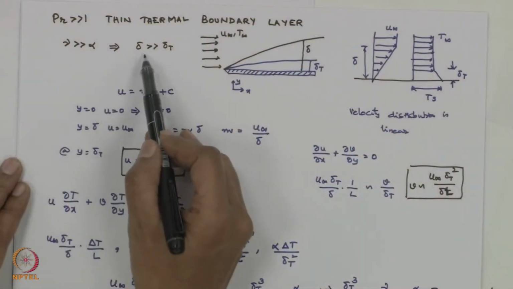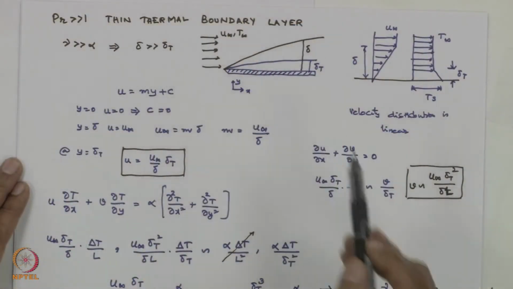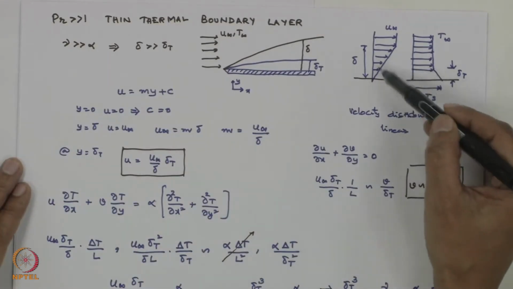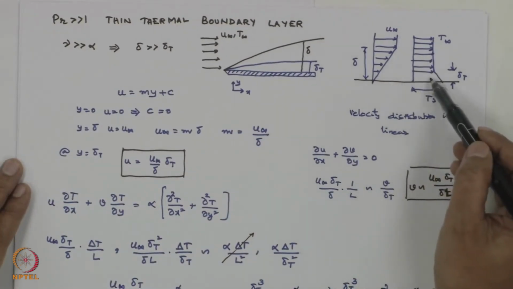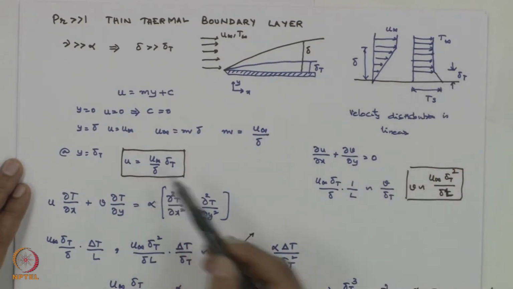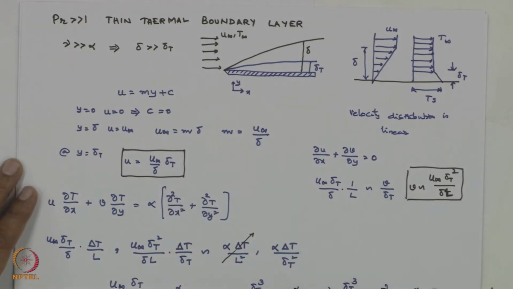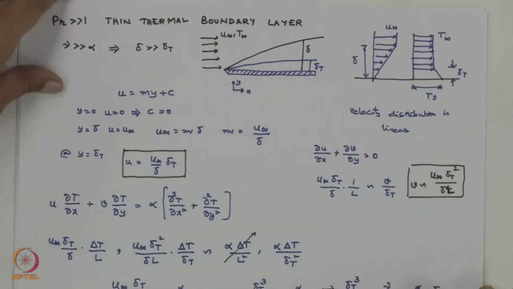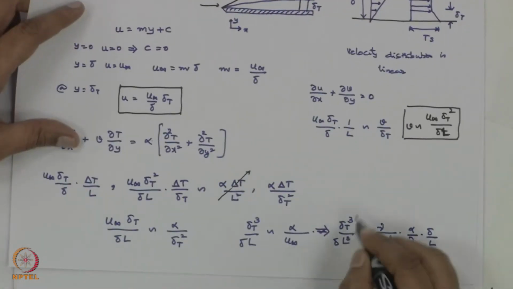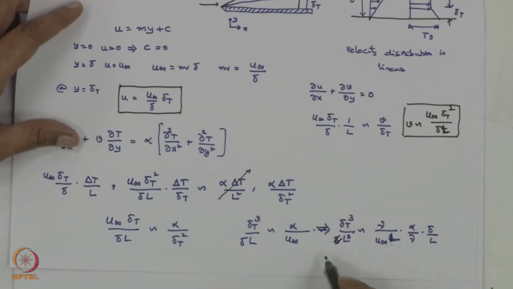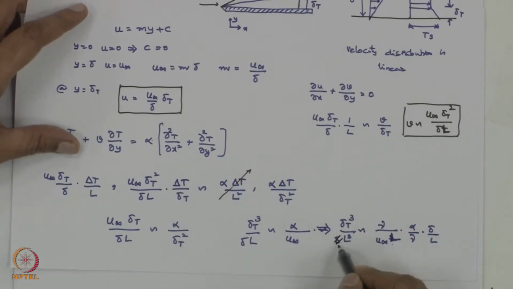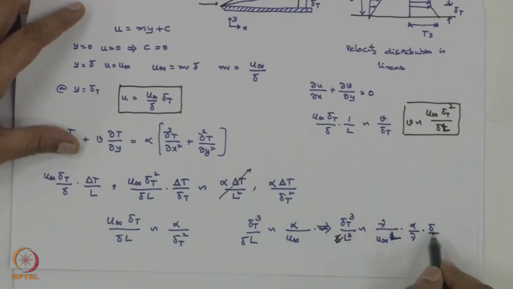We were just deriving for Prandtl number greater than 1, which happened to be a thin thermal boundary layer. We realized that U is going to be varying within the thermal boundary layer thickness. We got that as U infinity delta T by delta, and from there we got this del T by L cube. Please note that this delta was extra here, because I have put it here.